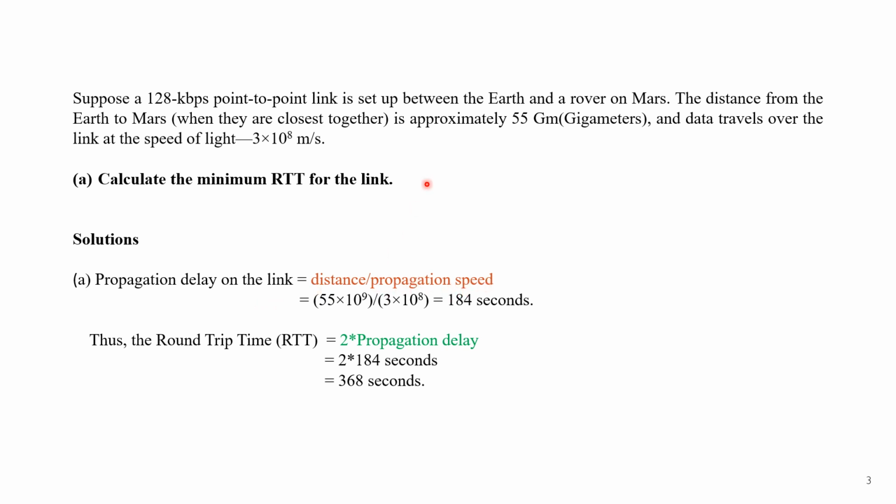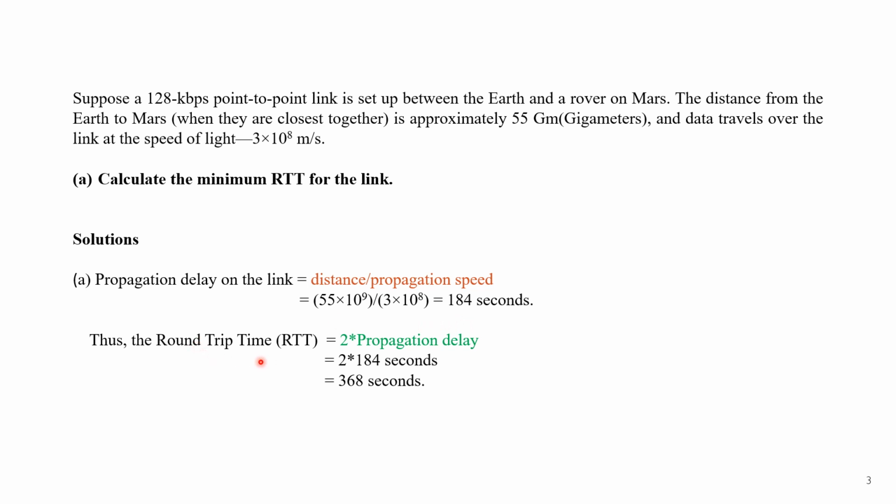So what is the distance? The distance is 55 gigameters. In order to convert this into meters, I have multiplied 55 by 10^9, so thereby it becomes meters. Divided by speed. What is the speed of light? The speed of light is 3 × 10^8 meters per second. Now the final answer would be in seconds. When you divide it, you will get the value as 184.